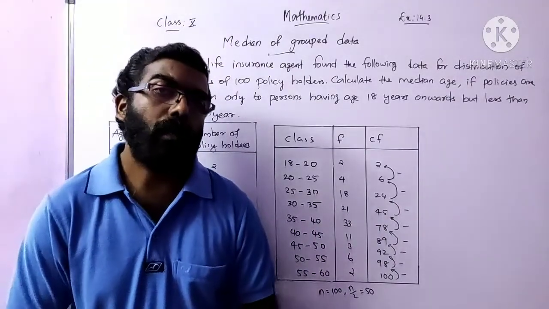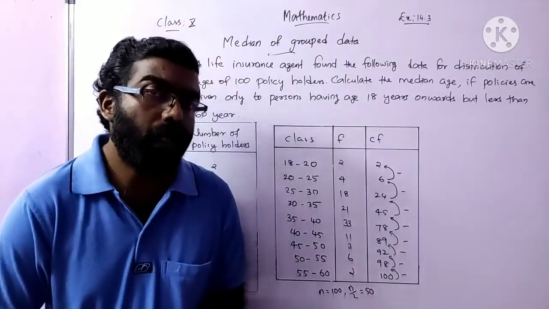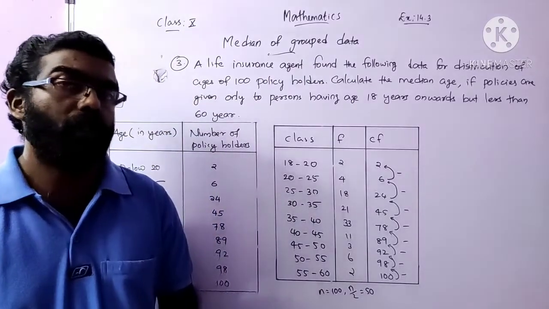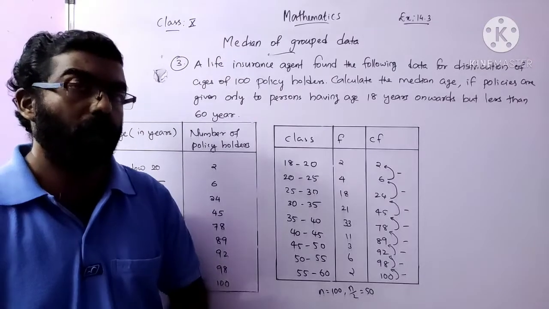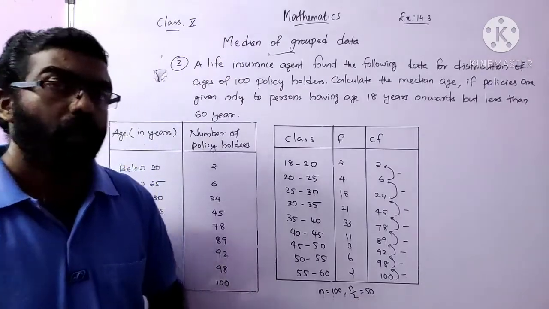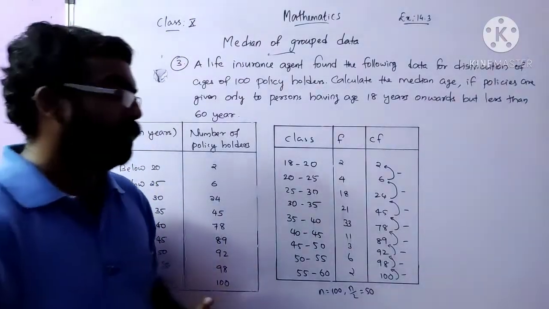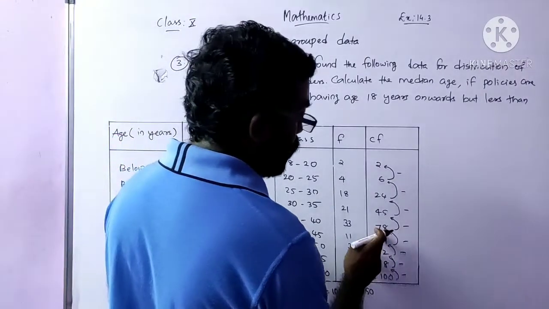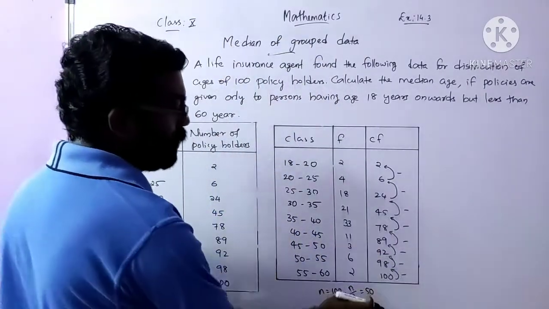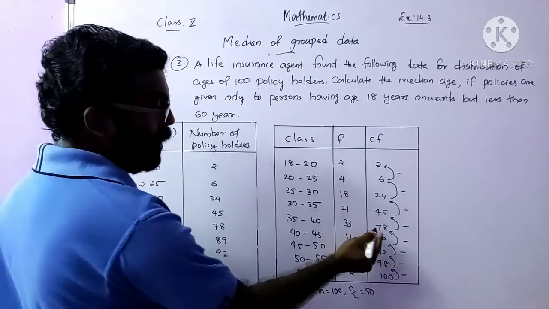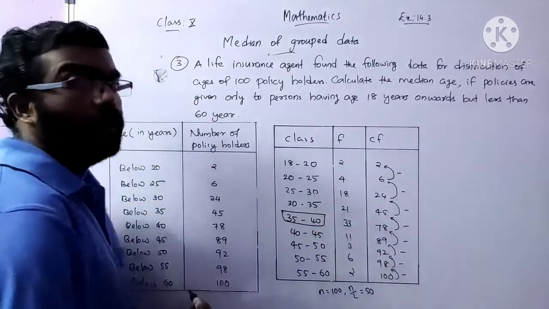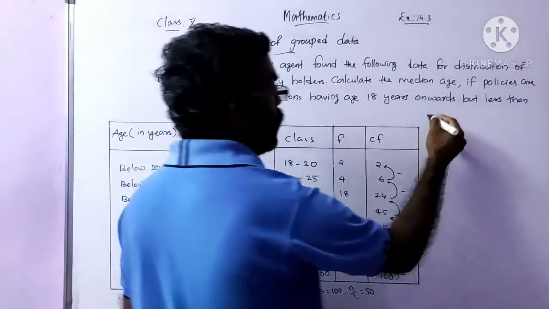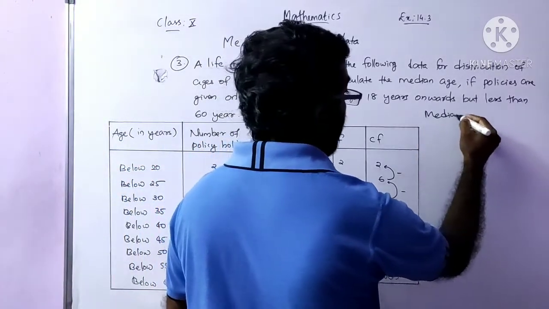Okay, now we can locate the median class. That means we have to locate the class with the cumulative frequency greater than and nearest to 50. Nearest to n by 2. Here n by 2 is 50. So more than 50 and nearest to 50. Here the cumulative frequency is 78. It is nearest to 50 and more than 50. Okay. So the corresponding class is 35 to 40 and it is the median class.